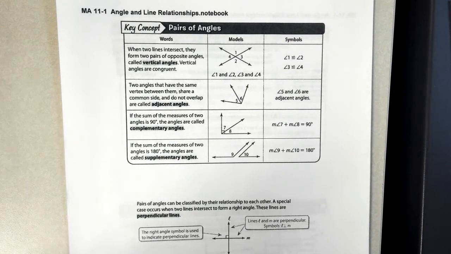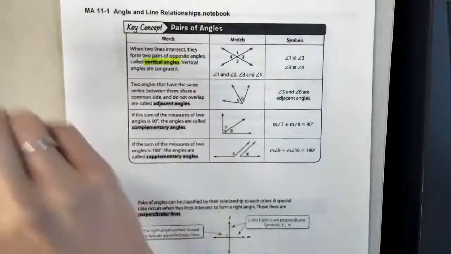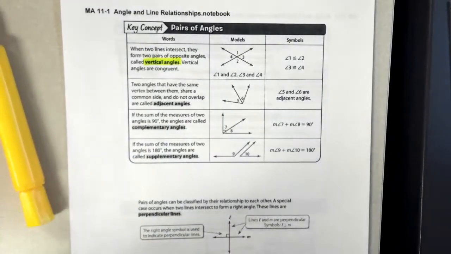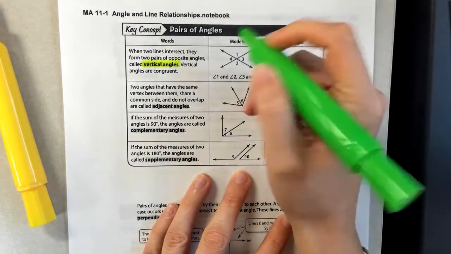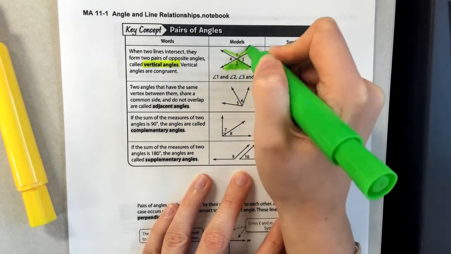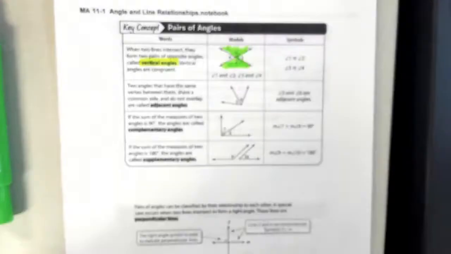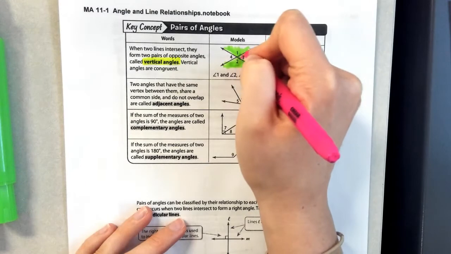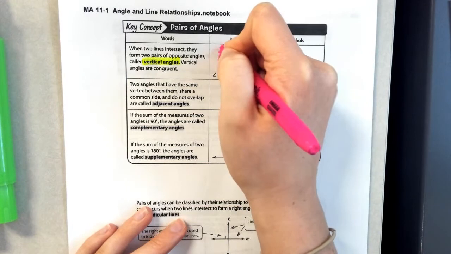So the first one is when two lines intersect, they form two pairs of opposite angles called vertical angles. Vertical angles are congruent. So when you're looking at vertical angles, they're opposite angles formed when two lines intersect. So here's our two lines intersecting. Here's a set of opposite angles. Here's a set of opposite angles. Those are vertical, just as these are vertical. They're opposite angles formed from two intersecting lines.